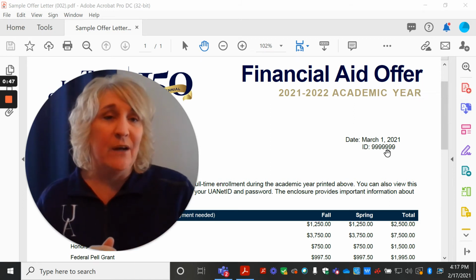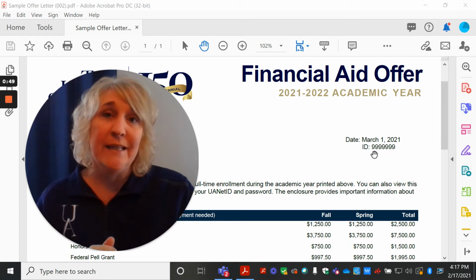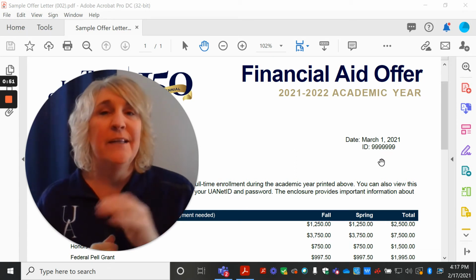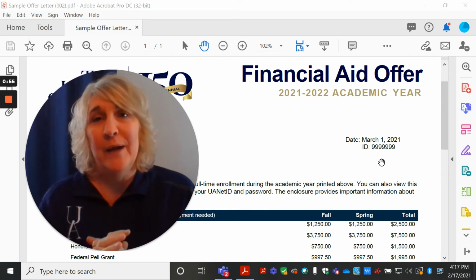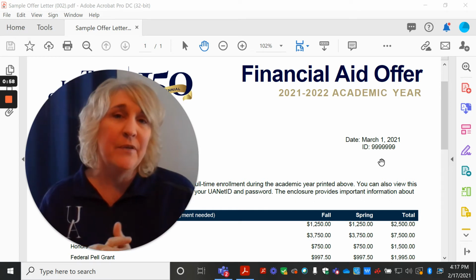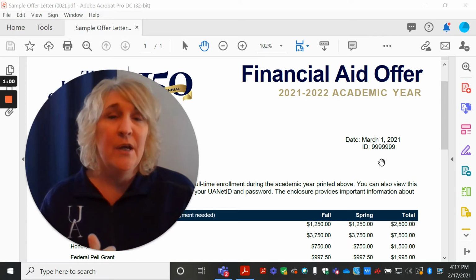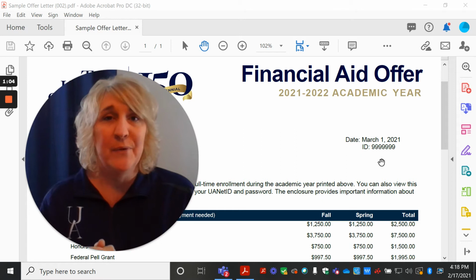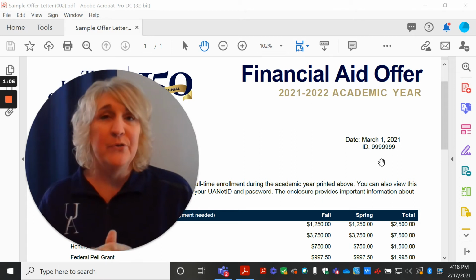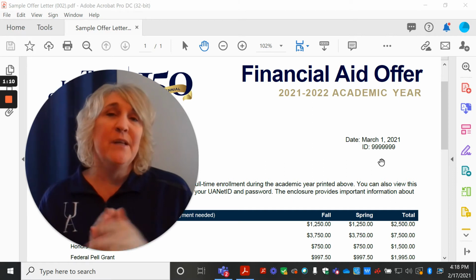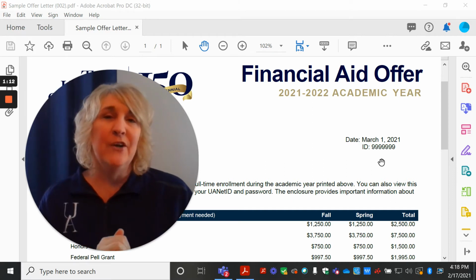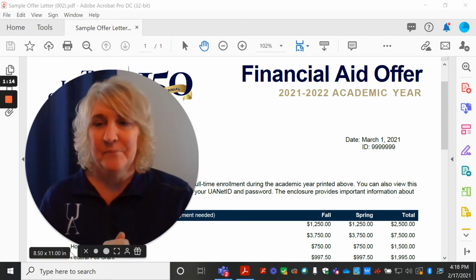The next thing I want to point out on the award offer is your student ID number. Your student ID number is extremely important. It is what allows us to pull up your records and identify you when you come into the office or you call us on the phone. So please be sure to have your student ID number handy whenever you're reaching out to us. Also, when you go through the new student orientation process and get your Zip ID card, this number will be printed on the back. So please carry that whenever you're on campus.